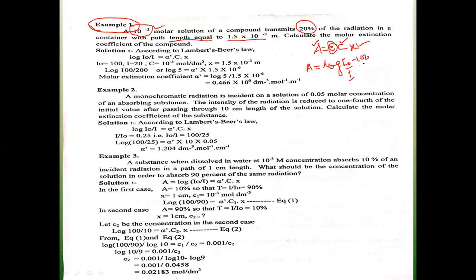Out of that, 20% is what remains. How much is it? 20%. Means what happened? This is log of 100 by 20, which means log of 5. Right? What will the log of it be? It will be log of 5. Okay, the absorption is done. Okay, the value of A is done.